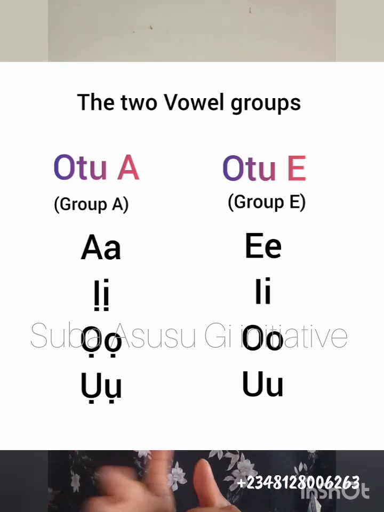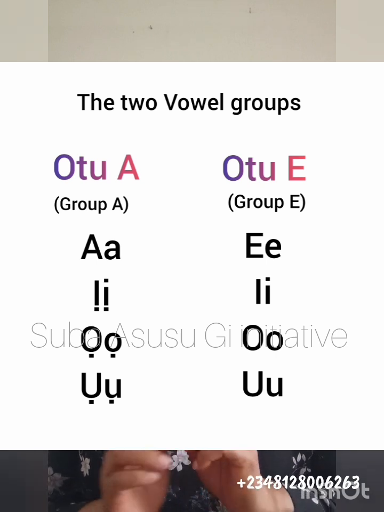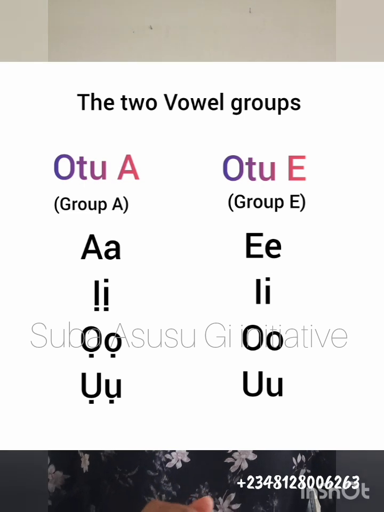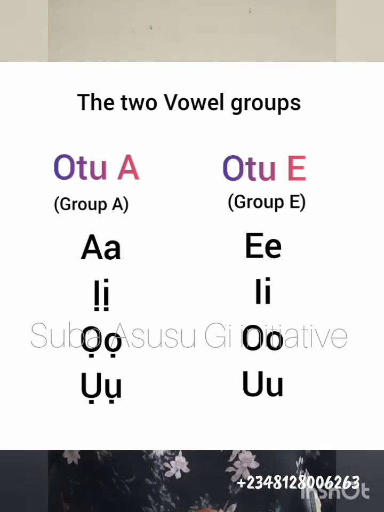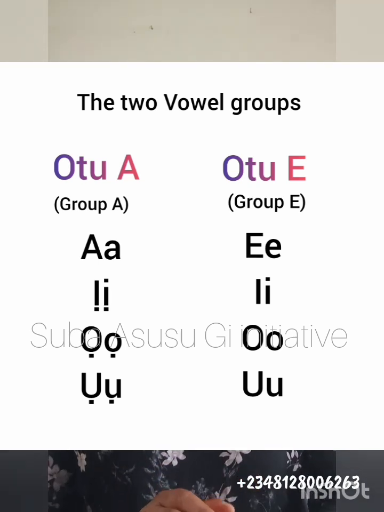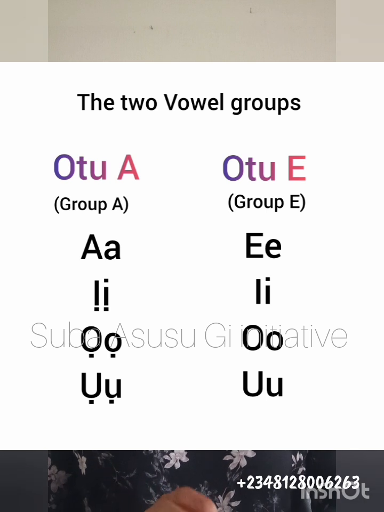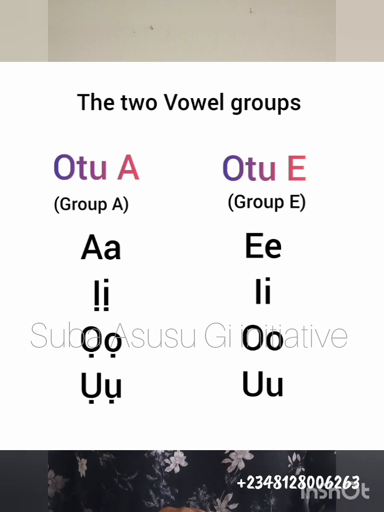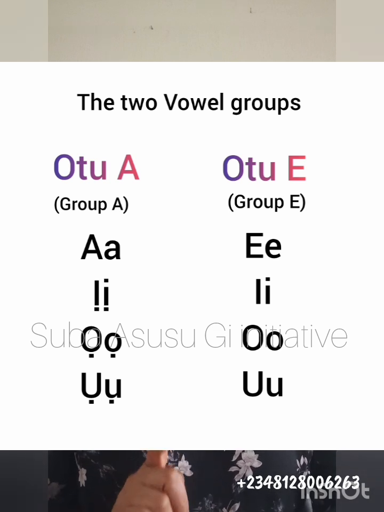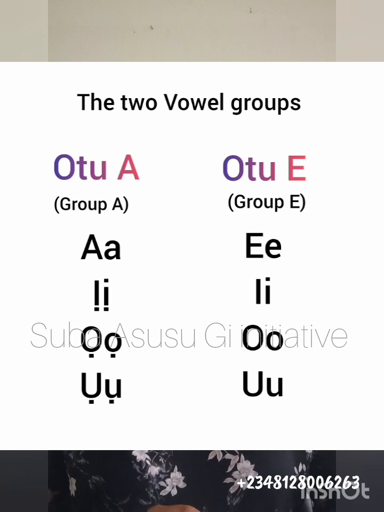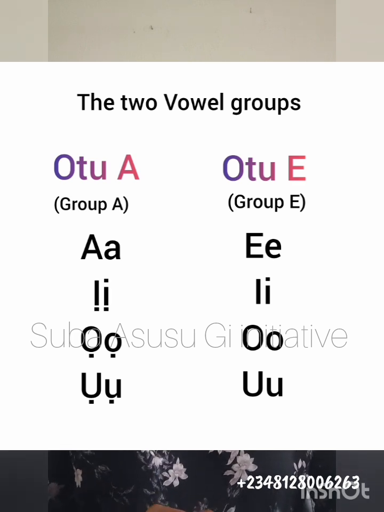So for Otu A, A is the leader. Then you have all the vowels dotted under. All the vowels dotted under are all in Otu A. Okay, so you have the first vowel dotted under, which is E. E is the second member of Otu A. Then you have O. O is the third member of Otu A. And then you have O. Remember Olo. O is the last member of Otu A.